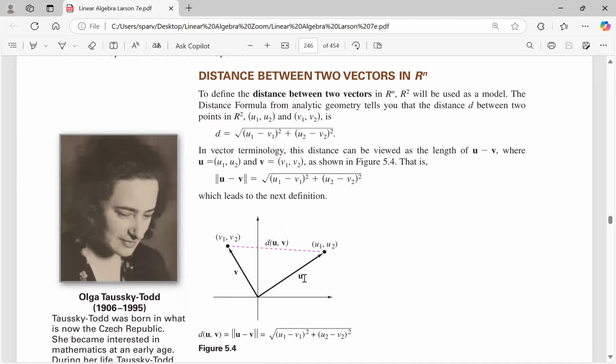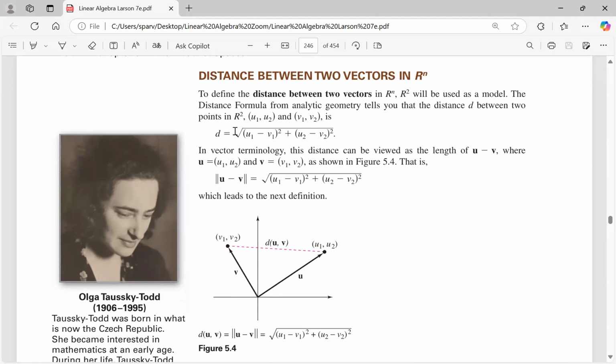So suppose we have vector u and vector v, and by distance, we mean: what is the distance between two vectors? We're talking about the distance from tip to tip. That's what the distance between the two vectors is. It's the tip-to-tip distance between two vectors.